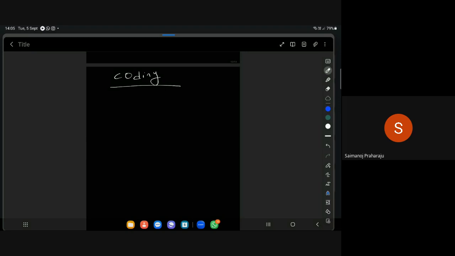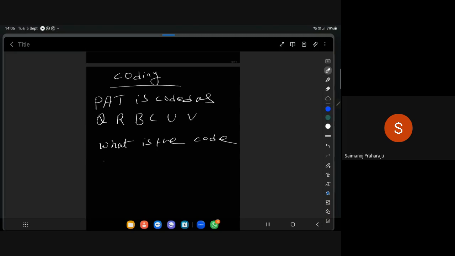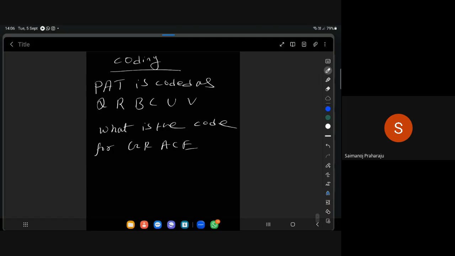Suppose PAT is coded as QRBCUV. What is the code of GRACE? Okay, this is the question. PAT is coded as QRBCUV. Then what is the code of GRACE?